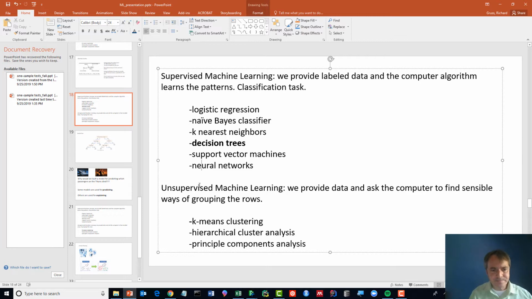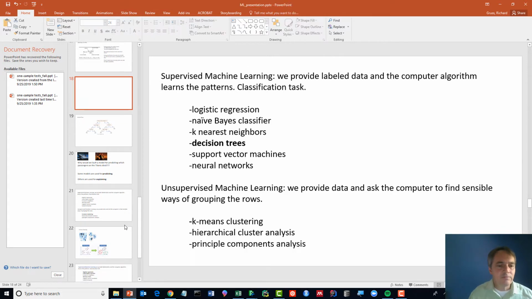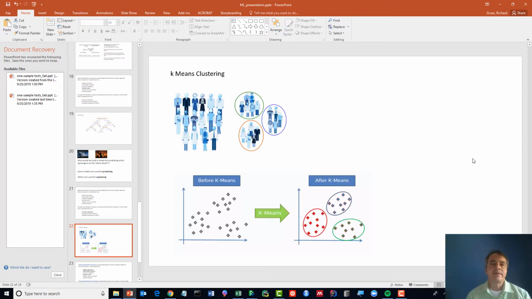But I want to show you at least one unsupervised machine learning method. Remember that in unsupervised machine learning, we're just giving the computer data, and we don't have a target or a response variable. We're just asking the computer to find some sensible way of grouping the rows. Do they seem to group themselves together? The obvious application would be market segmentation, where you can take your entire population, throw it into the computer and say, do these people tend to cluster in any sensible way on the basis of these variables that I give you?